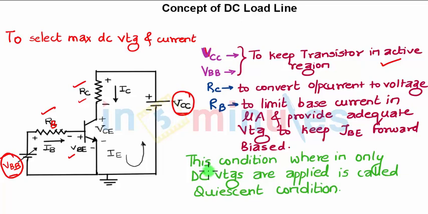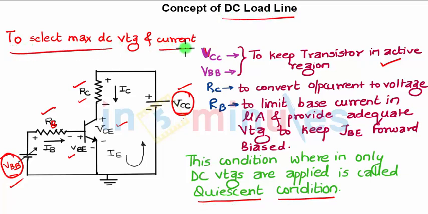Then this condition wherein only DC voltages are applied to the transistor, that is VCC and VBB, is called the quiescent condition. Right? Why do we do the DC load line analysis? So we can find the maximum DC voltage and current that can be handled by the transistor.